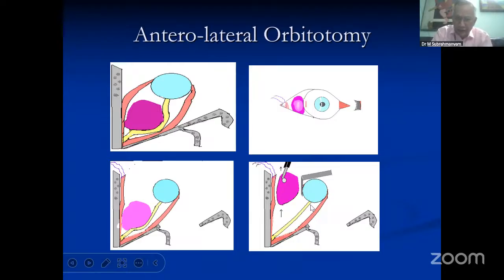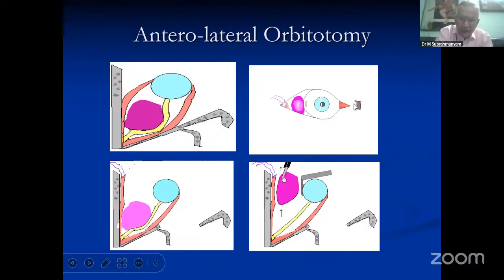orbitotomy. What is anterolateral? Let's suppose this is the eyeball, this is the medial rectus, this is the lateral rectus, the yellow one is the optic nerve, and this pink mass is the tumor, a clear-cut tumor. Here you have the lateral wall, and this is the vein, and here is the temporal mass.